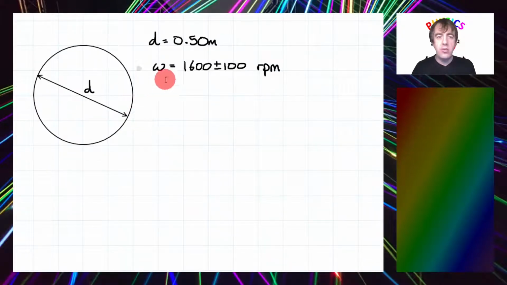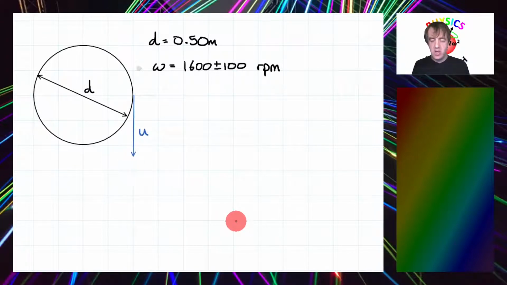Well, here's the question all laid out with a diagram showing the diameter of the drum and the numbers that we need. Now, what the question's asking for is the speed of the drum at the edge. So we can add this to our diagram. That's what we're after. The speed of the drum at the edge.